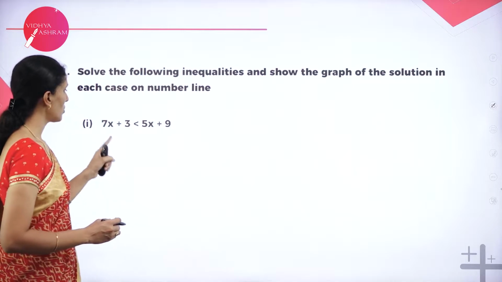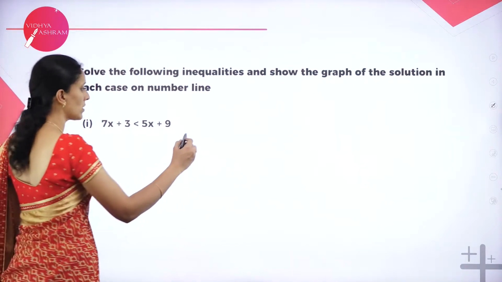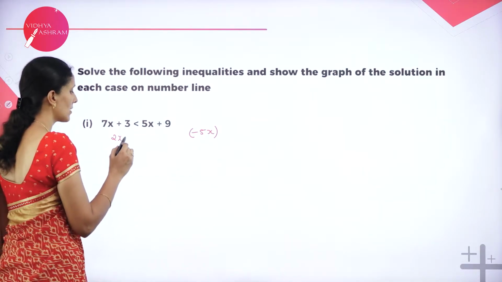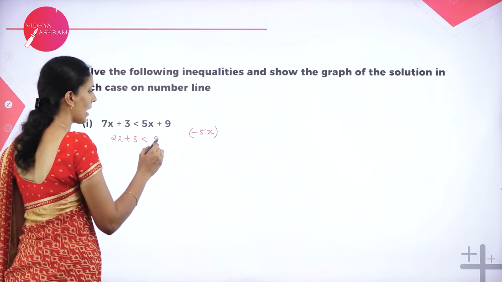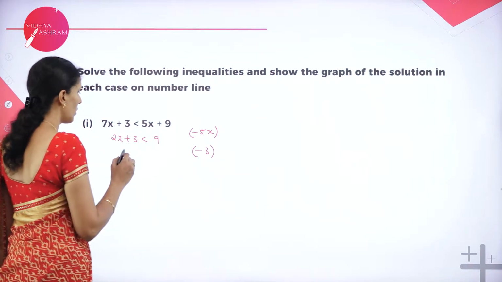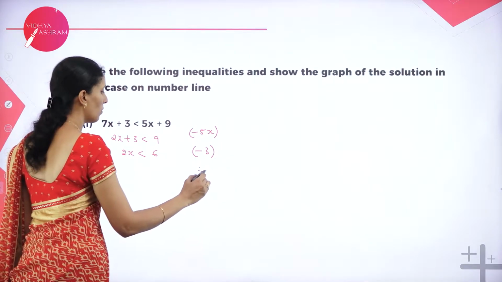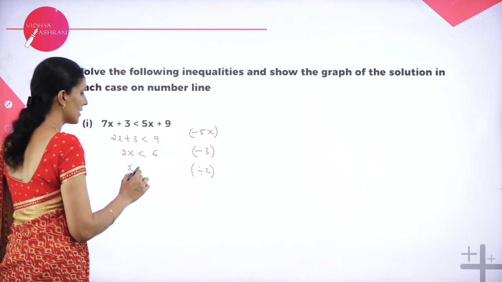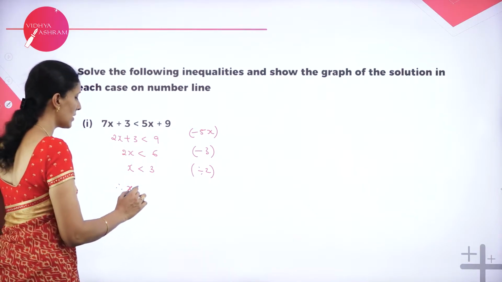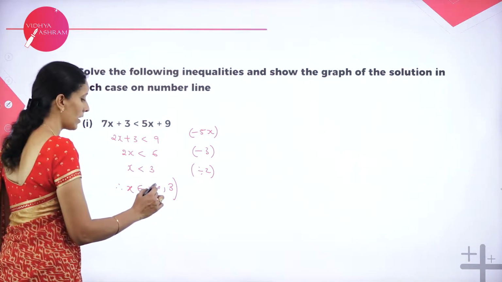Let's solve this inequality. So I have 7x and 5x here. If I subtract 5x on both sides, that is minus 5x on both sides, I'll get 2x plus 3 less than 9. Similarly, if you subtract 3 on both sides, you will get 2x less than 6. Divide by 2 on both sides, you will get x less than 3. So this is the solution. Therefore, the solution of this, less than 3, means all the numbers less than 3 till minus infinity.